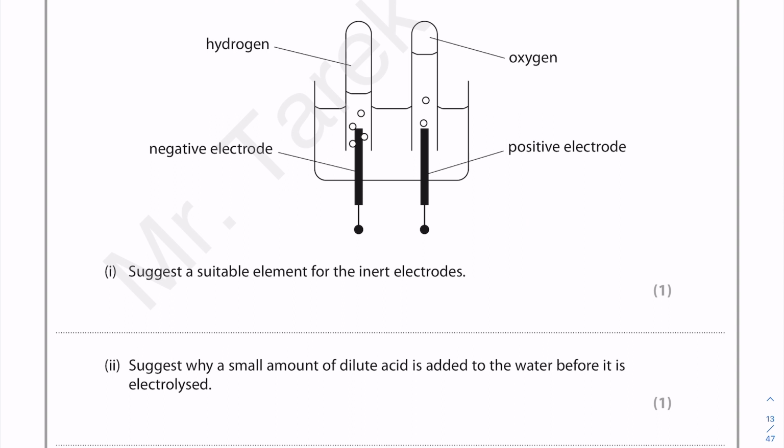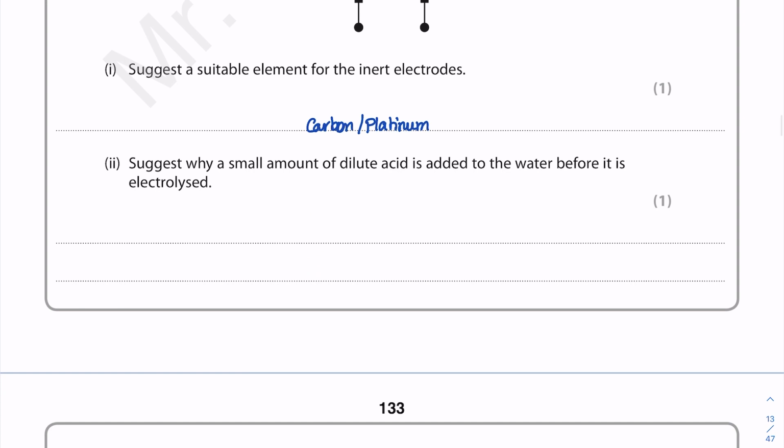Question B. Water can be decomposed by electrolysis using this apparatus. Suggest a suitable element for inert electrodes. I can choose carbon in the form of graphite, or I can choose platinum, since it doesn't specify non-metal or metal. Suggest why a small amount of dilute sulfuric acid is added to water before it's electrolyzed.